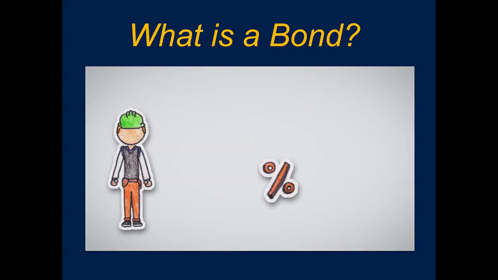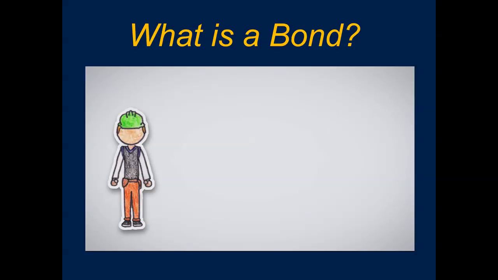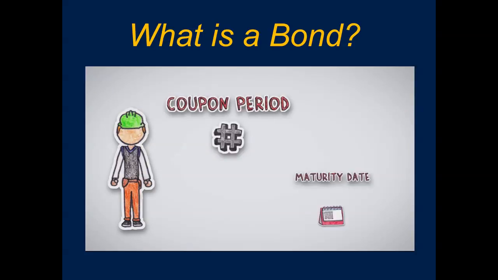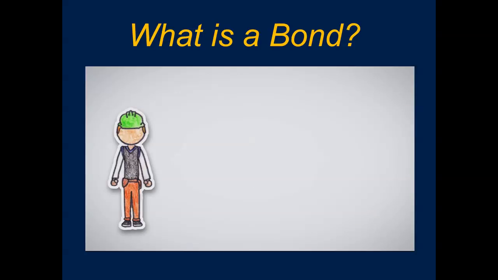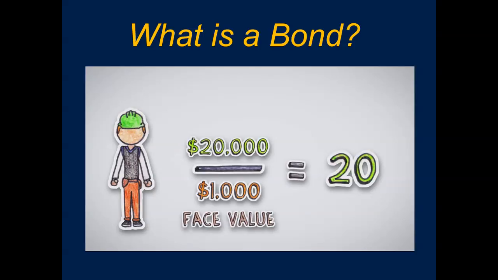He looks at the current interest rates in the market and sets a coupon rate. He would also decide payment terms by setting the coupon period and maturity date. Since the typical coupon bond sells for $1,000 and Archie needs to raise $20,000, he will issue 20 bonds. The $1,000 becomes the face value of the bond.